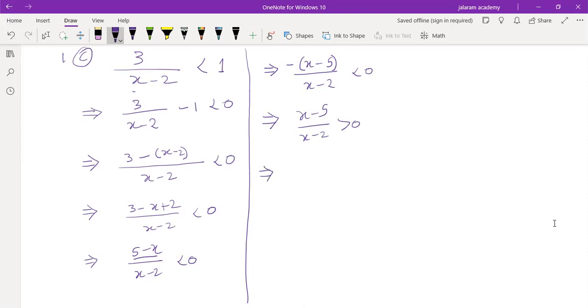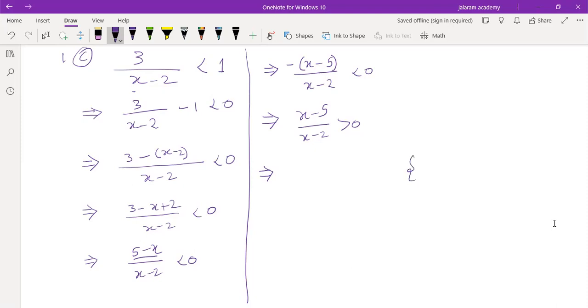The question will now start from this step. We cannot multiply by x minus 2 still. From the first term to this term, we have only simplified this. And always remember, when we simplify, x must be the first term. Okay, everyone?